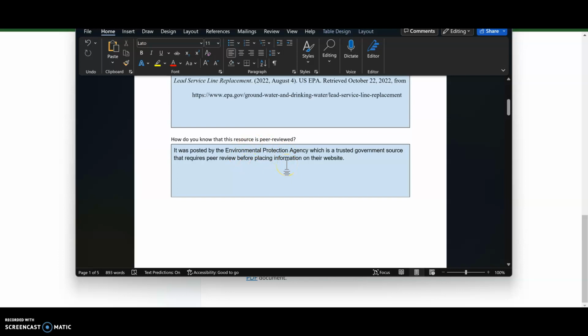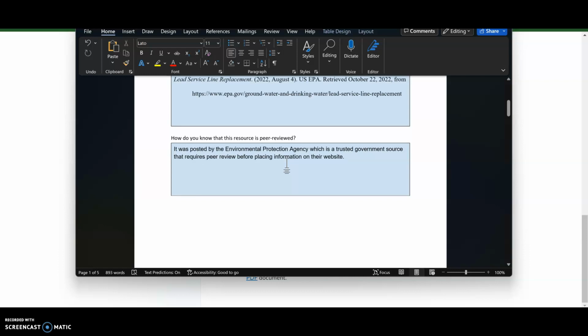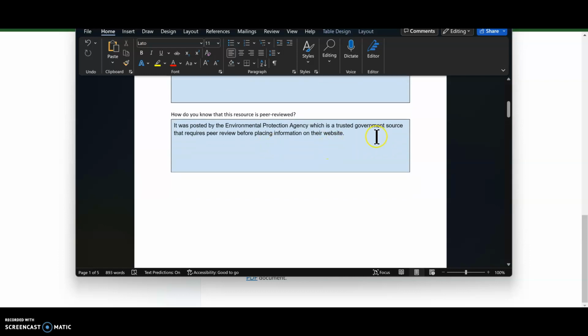If it's a journal article, it's automatically considered peer-reviewed because journals do not post information in their journal without being peer-reviewed. So you can talk about that. Because this one was from the EPA, I said it's a trusted government source. It does require peer review before they put any kind of information on their website. Like I said, if it's a journal article, which is where you should be getting your information from, it's automatically peer reviewed before they ever publish it.